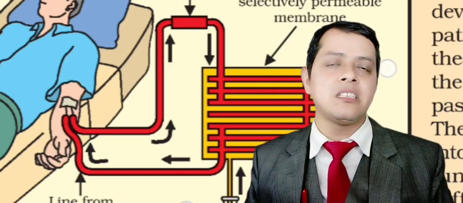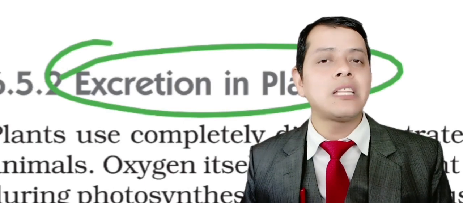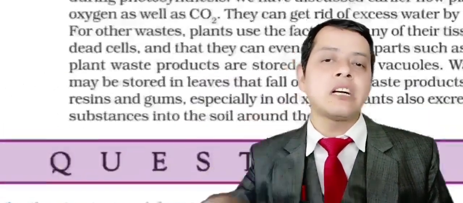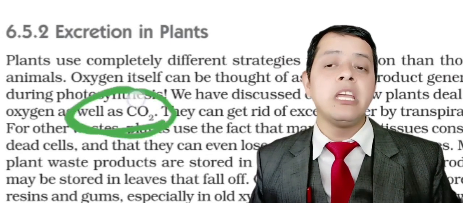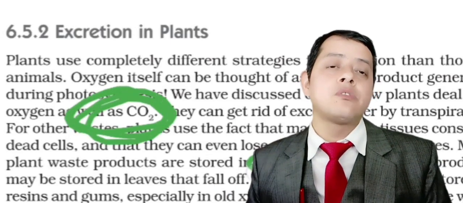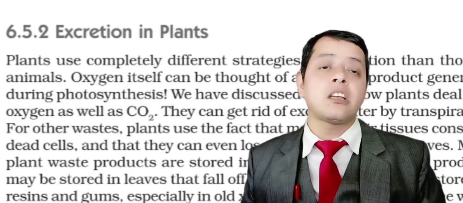Excretion in plants: it does not have any particular organs, but with the help of stomata, it throws out the carbon dioxide and takes in the oxygen that we know. That means it is helping in throwing out the carbon dioxide. Like that, there are some vacuoles, some cells which will be deposited in the leaves, and those leaves will fall down, and that's what it will excrete. Some of the portion is excreted with the help of roots also.